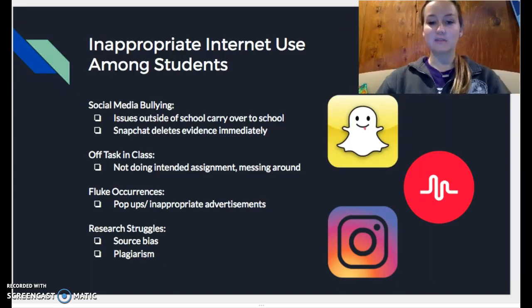Off-task in class, so if students are not doing what they're supposed to be doing, they're messing around on watching YouTube videos when they're supposed to be researching whatever their research topic is. You also have fluke occurrences sometimes with technology where something inappropriate will pop up when you're trying to show a completely appropriate video, which is always kind of a fear of mine as a teacher, and then just through advertisements or something like that. And then obviously there's also research struggles for my students, which isn't necessarily inappropriate, but it's definitely a challenge, determining whether sources are biased, and then also just copy and pasting straight off the internet.